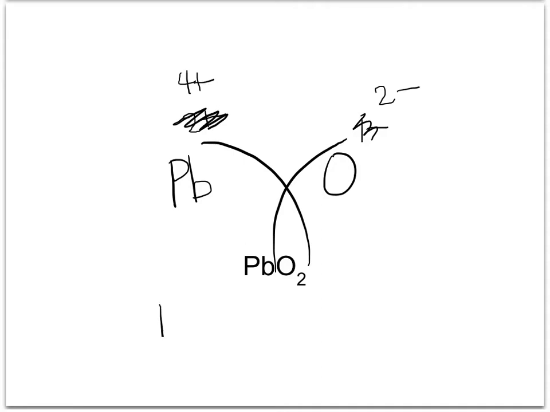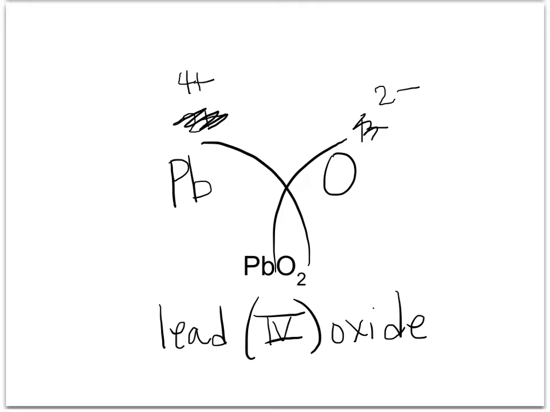So this compound is actually lead 4 oxide. Okay, once again, it doesn't tell me that there are 4 leads. It doesn't even mean there are 4 oxygens. This 4 only refers to the fact that lead's charge is 4+.